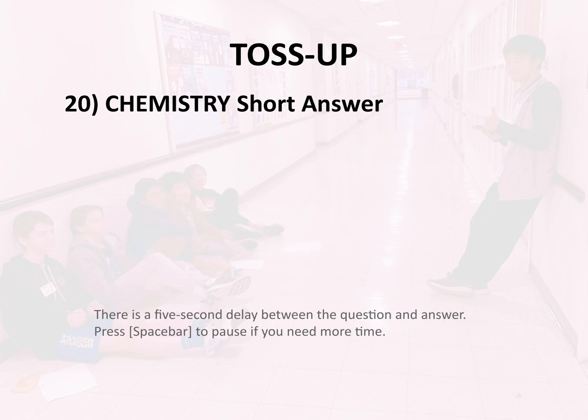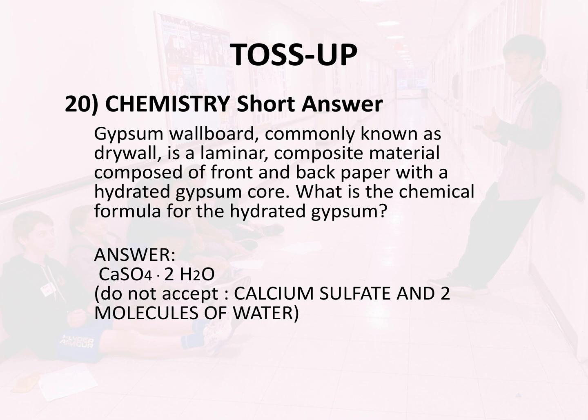Toss-up 20. Chemistry. Short answer. Gypsum wallboard, commonly known as drywall, is a laminar, composite material composed of front and back paper with a hydrated gypsum core. What is the chemical formula for the hydrated gypsum? Answer. Calcium sulfate dihydrate.